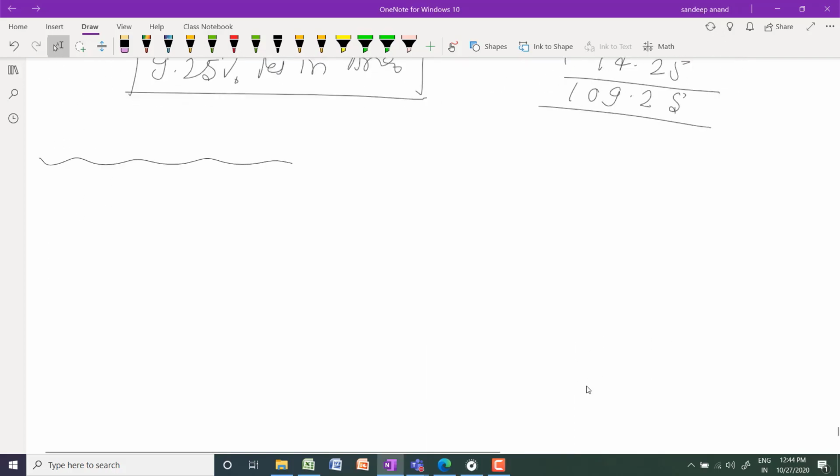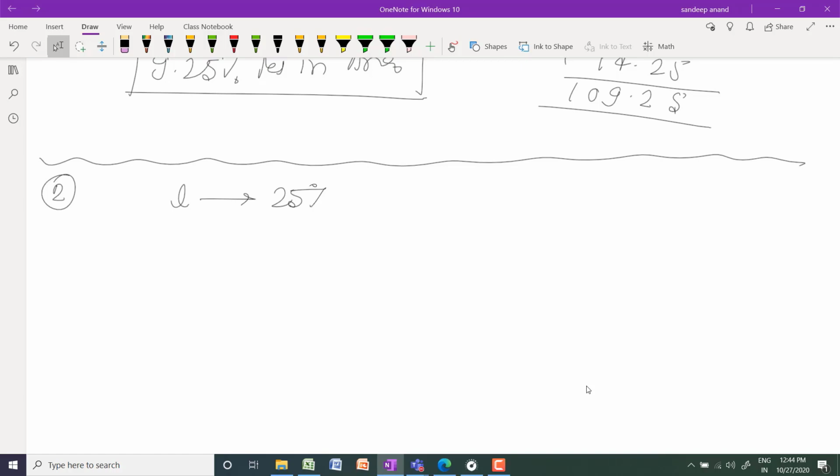Now do this question. You have to solve it. Length increases by 25% and width increases by 10%. Give me the answer: net percentage change in area. Okay, 10.5. So now I'm going to give you the solution.